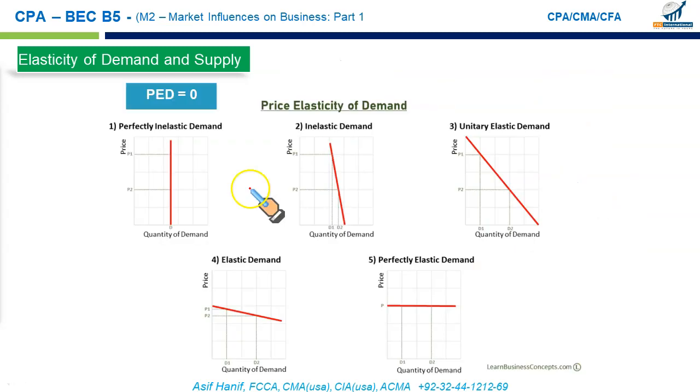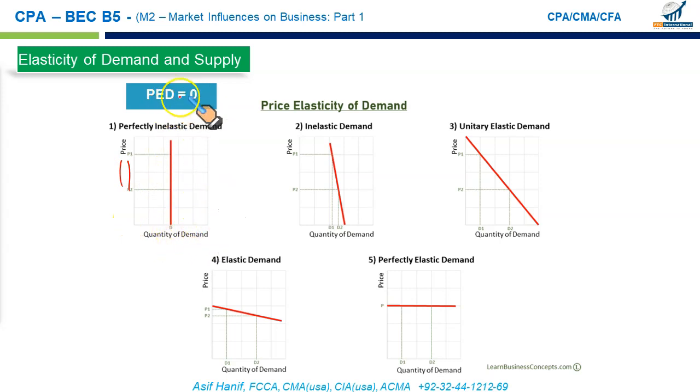Now look at this. We have some special graphs. We have quantity demanded on the x-axis, price on the y-axis. Look at this. The price jumps from P1 to P2 or falls from P2 to P1, but there is no change in demand.